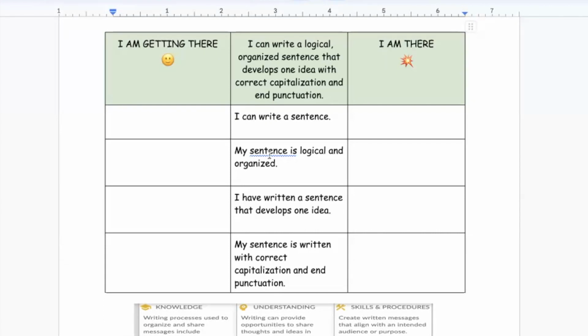And do you think you're getting there? Are you there? If you want to conference with your students, an important piece is to ask them all the same question. So every student would have this, and I can go from student to student and say, today I'm going to talk to you about "I can write a sentence." So we're going to have that quick chat and talk about where we're going, and I will give you coaching to move you to "I am there." Tomorrow I might say, "My sentence is logical and organized. Let's talk about that." And so on.